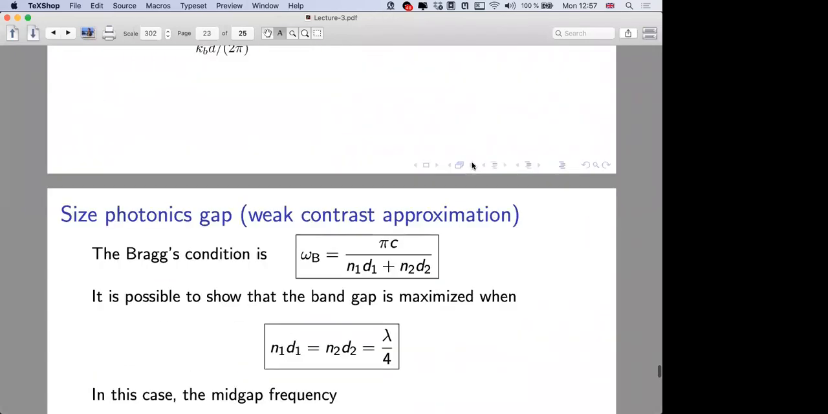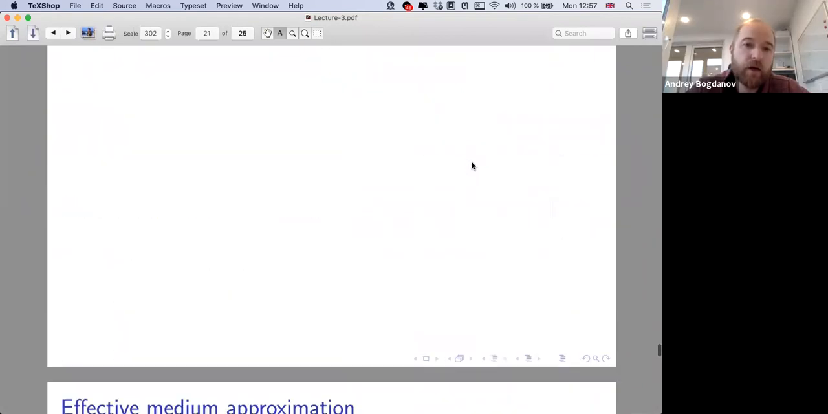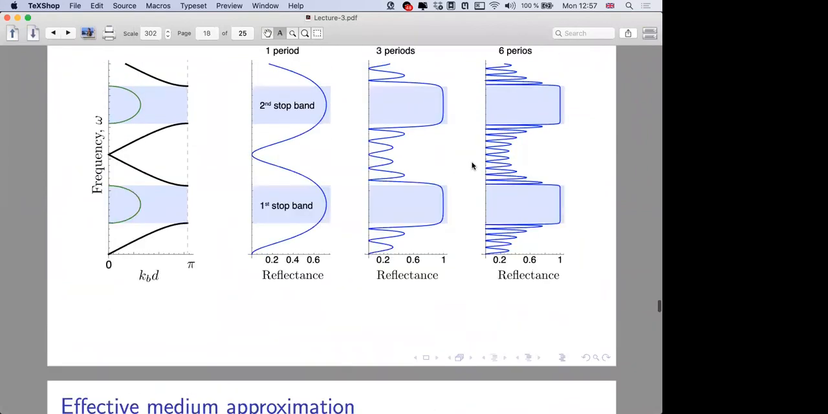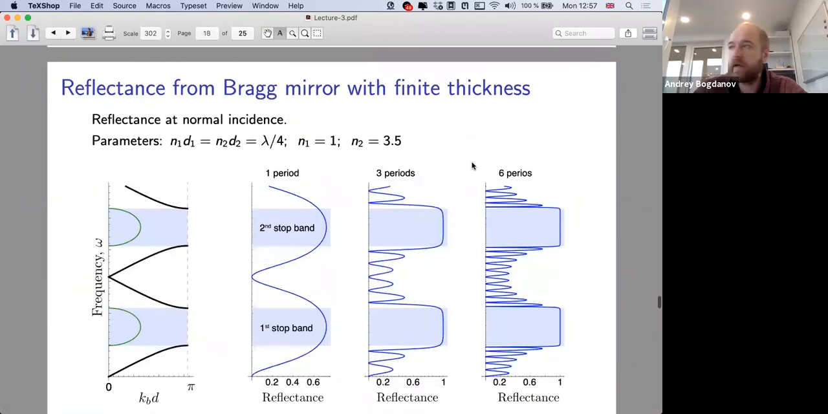Okay, so today we introduced the effective medium approximation and showed that a multilayer structure behaves as a uniaxial crystal, and in the case of metallic layers, it can behave like a hyperbolic metamaterial. And we introduced the term hyperbolic metamaterial.